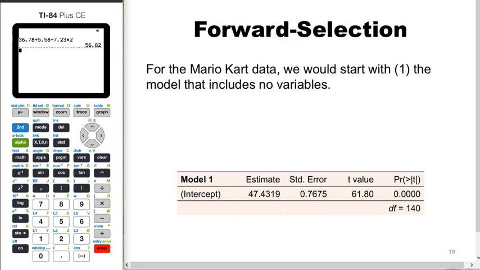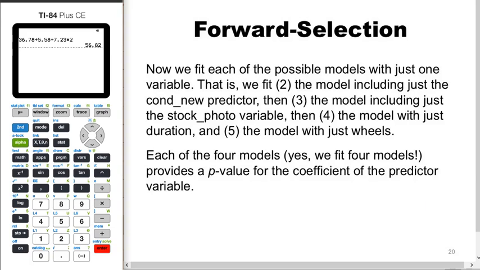So for the Mario Kart data, my first model would be basically no variables. So my model here would basically be the predicted price is 47.43, which would be the average of all those auctions that were included in the data. Now, we start with that. Now what we want to do is see if we can add a variable to the model.